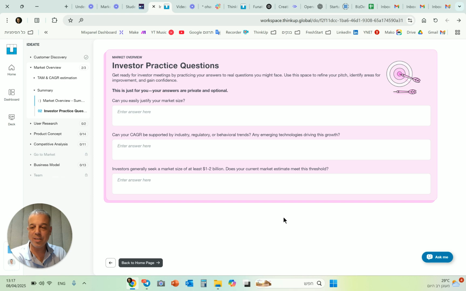All right. As in each step, you have practice. You can practice investor questions. Can you easily justify the market? Can your CAGR be supported by industry, regulatory, or behavioral trends, and so on and so forth? So it's not mandatory, but it's up to you to know how to answer these questions. So this is for you, for iteration, and it's totally okay to read the question, not knowing how to answer it right away, think about the answers, and maybe get back and change things that don't really fit.